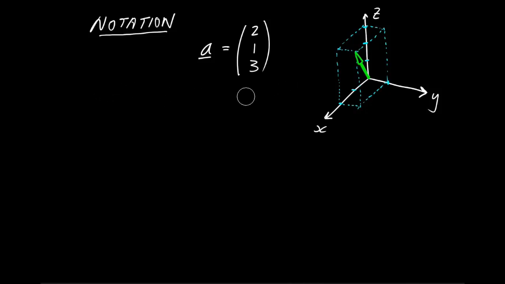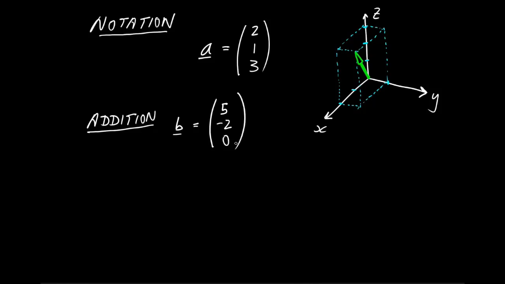Now, the simplest thing that you might want to do if you have a couple of vectors is to add them up. So let's think about that. Vector addition, what does it mean? So let's give ourselves a second vector b. We'll make it 5, minus 2, 0, let's say. I want to add these two vectors together. So we'll write that out.